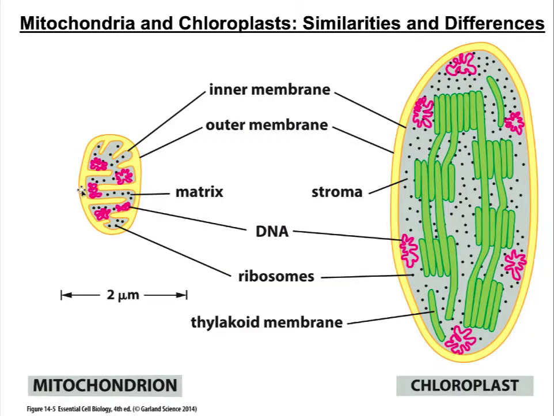And the other things that make us understand that these are ancient microbes that have now been sequestered is that they contain their own DNA. And that DNA is circular, just like modern day bacteria. And it contains genes that encode biochemistry, and that biochemistry is very similar to bacterial biochemistry rather than eukaryotic biochemistry.